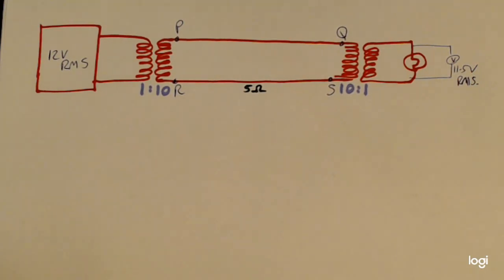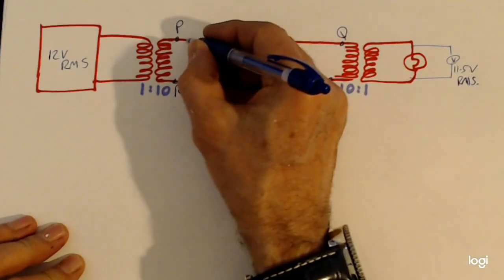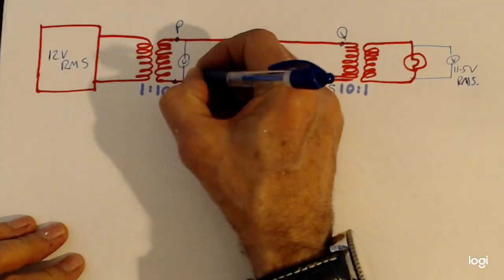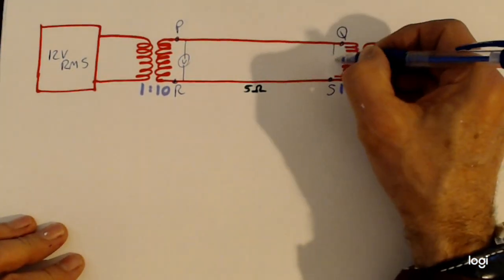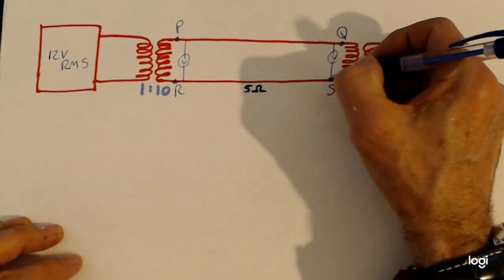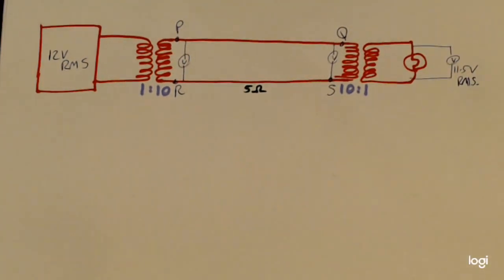A, determine the potential difference across PR. Right, so if you put a voltmeter there, what are you going to get? Right. And across QS. Right. Show your working. Okay, here's how you do it.